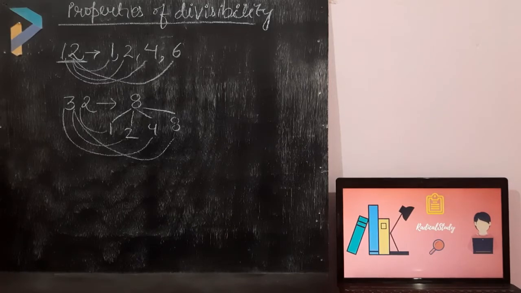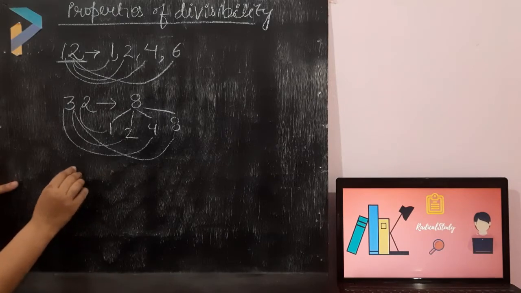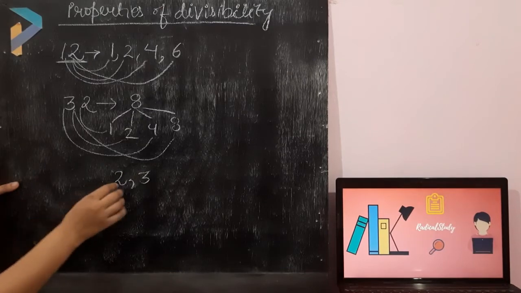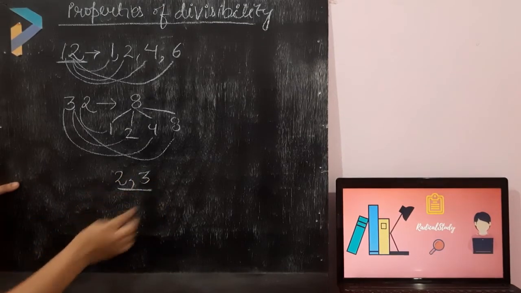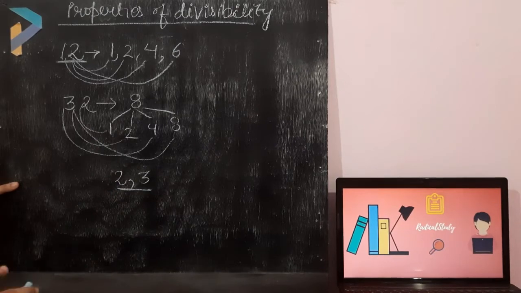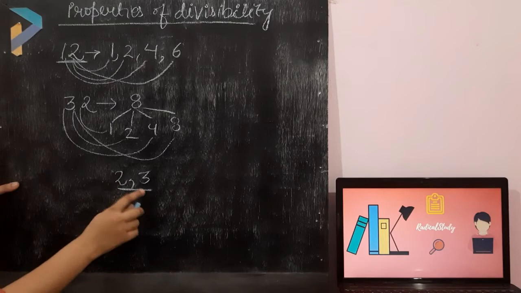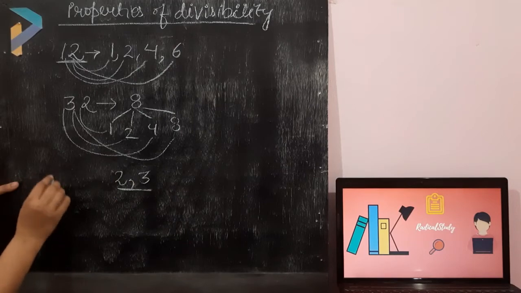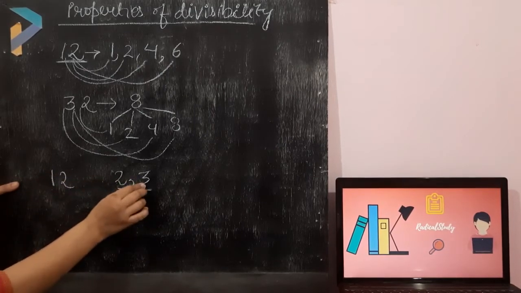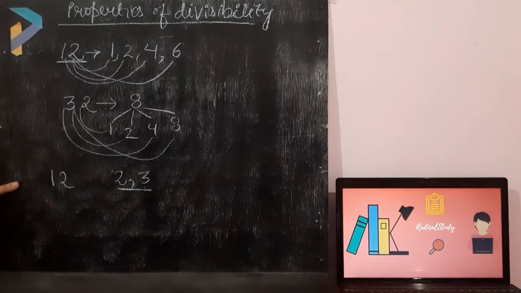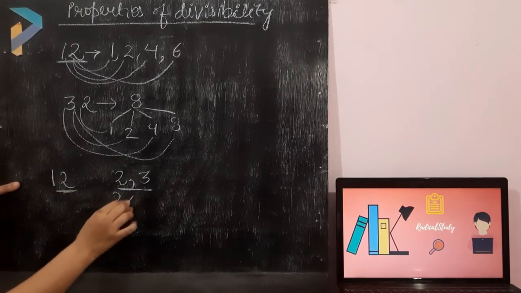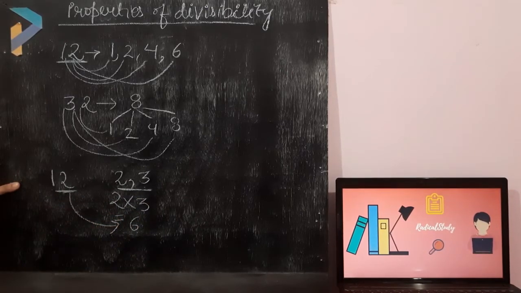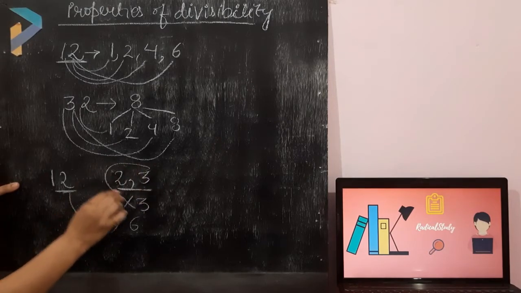Okay students, co-prime, I have told you before what they are. For example, yes, 2 and 3 are co-primes. Why they are co-primes? Because the HCF of 2 and 3 is 1. They do not have any common factor apart from 1. So 12 is divisible by 2 also and 12 is divisible by 3 also. So the second property says that 12 will be divisible by the product of these numbers. That means 12 is divisible by 6 also. The condition is that the numbers should be co-prime.